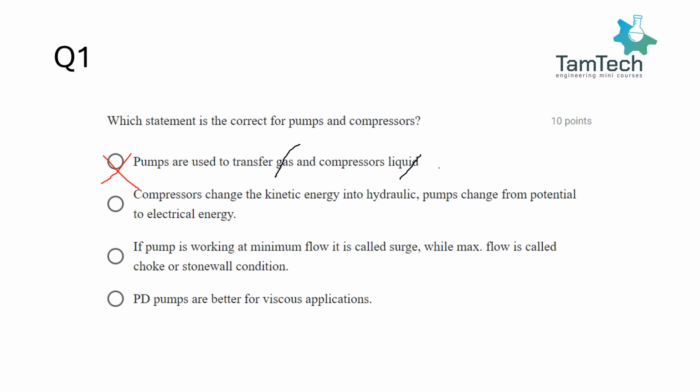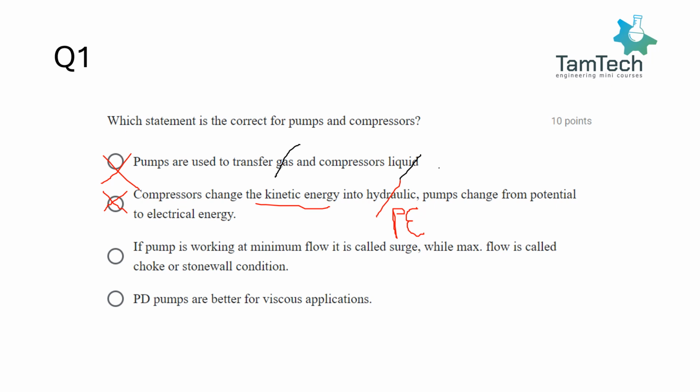Let's see the B one. Compressors change the kinetic energy into hydraulic, and pumps change from potential to electrical energy. So compressors use kinetic energy and change it to potential energy, PE, whilst the pumps change from the electrical energy into hydraulic energy. This one is also not correct.